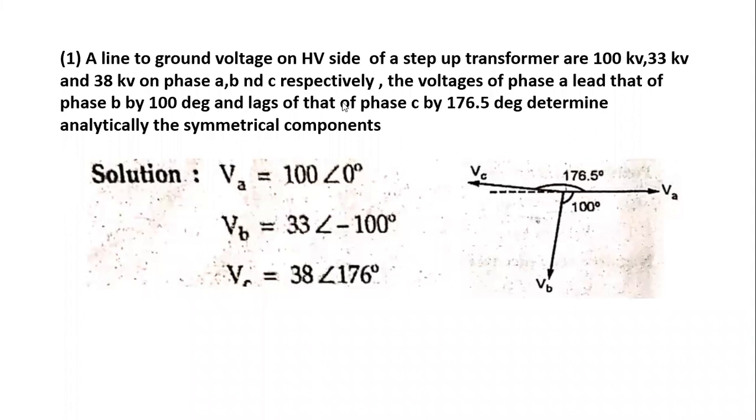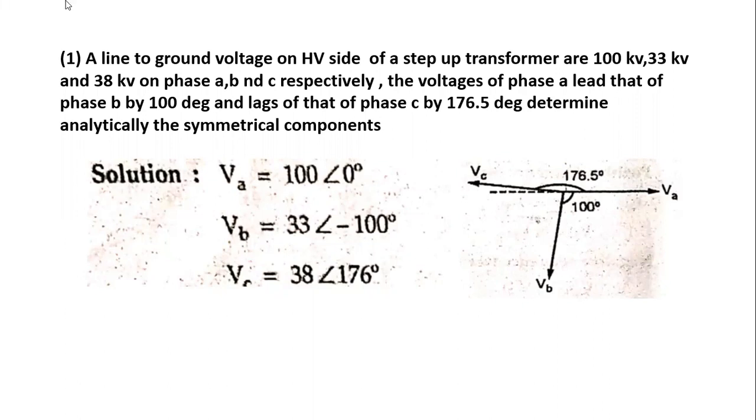And then phase C: phase A lags C by an angle of 176.5 degrees. Therefore, we mention the angle between A and C as 176.5 degrees. Then we determine the symmetrical component currents. First, we write down the phase voltages.